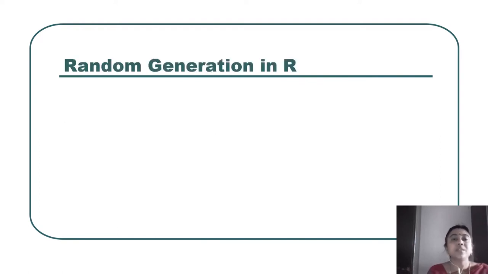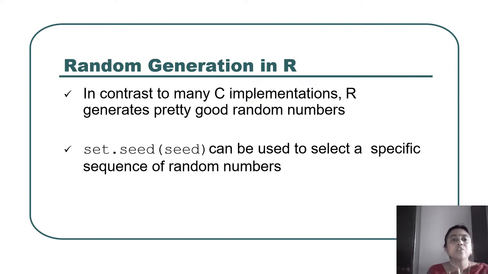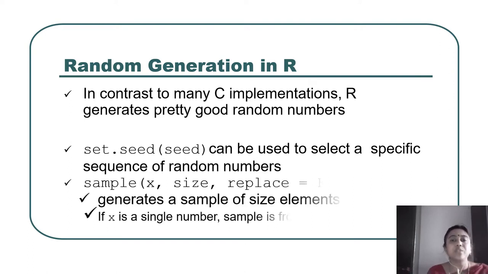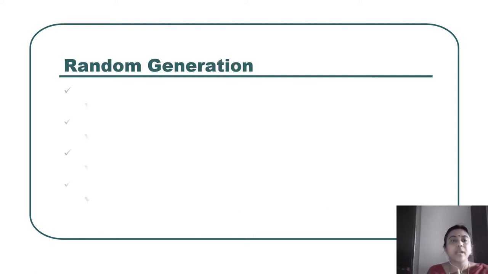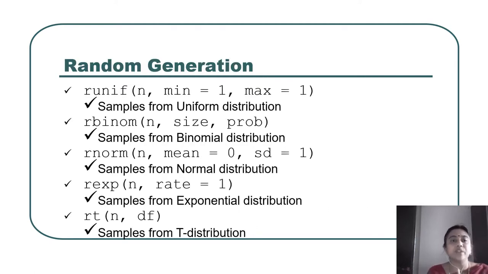Next, what is random generation in R? In contrast to many C implementations, R generates pretty good random numbers. set.seed(seed) can be used to select a specific sequence of random variables, and we can consider sample(x, size, replace = FALSE). It generates a sample of size elements from x, and if x is a single number, the sample is from 1 to x. Next, let us consider random generation. We can use various commands under this.